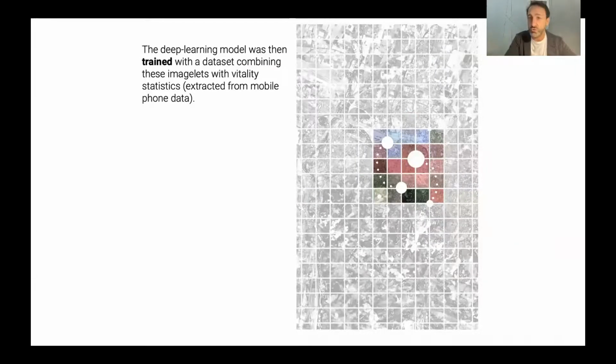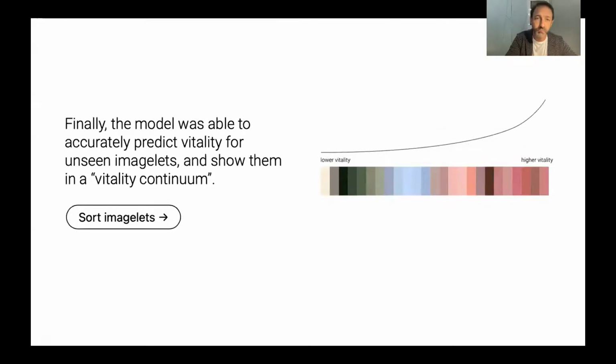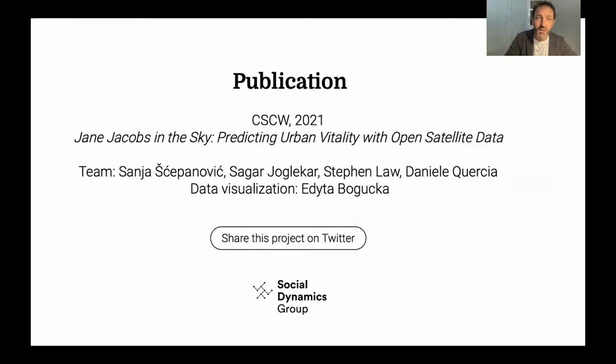Then what did we do to train our deep learning model? Well, we matched this imagelet data with our ground truth data from the mobile phone records. And then we were able to take all these imagelets and predict vitality for the unseen imagelets. And then, of course, after you do that, you can do all sorts of arty things. And one of the things we did is that we basically ordered these imagelets by vitality levels. Most of the experiments and the serious stuff is in the paper, Jane Jacobs in the Sky: Predicting Urban Vitality with Open Satellite Data.